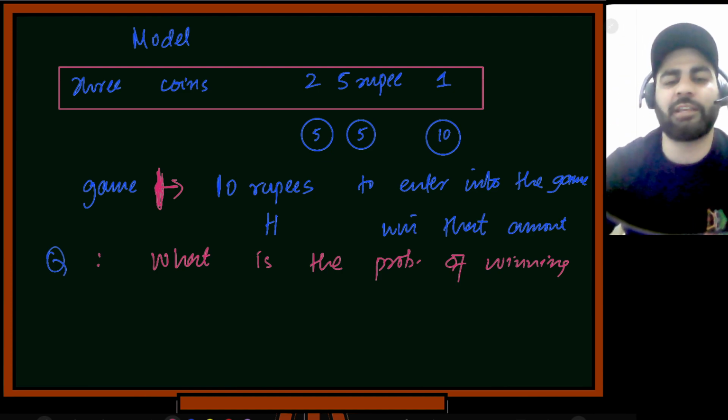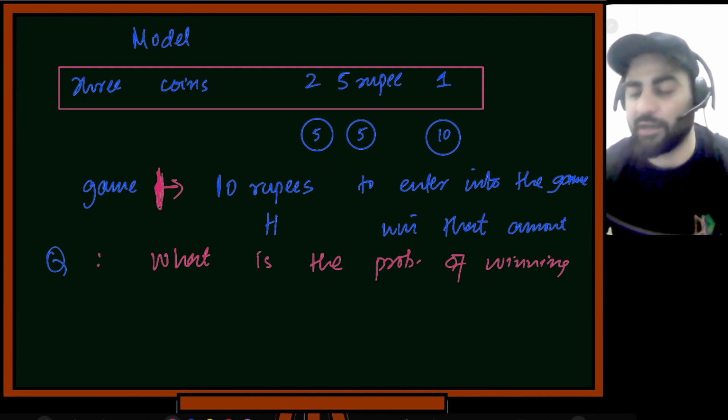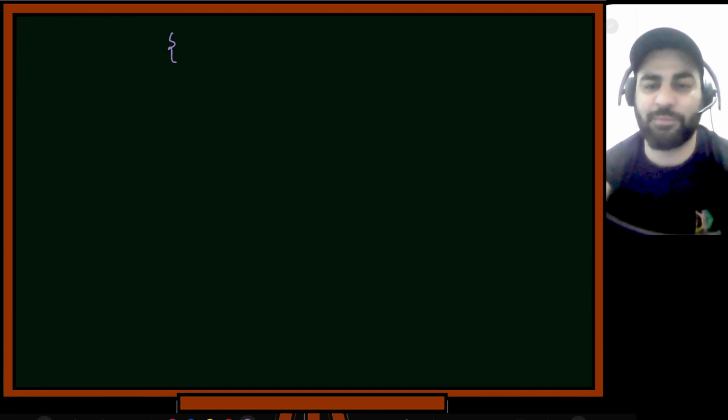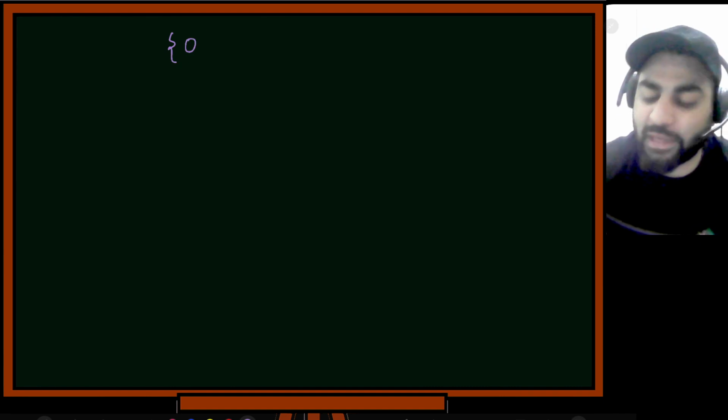Okay, so the first thing is, we'll have to come up with a set of possible outcomes, or what will be the outcome. So we can model it differently. The first model that I'll say is, how much amount can we win? That's the first sample space. We can win 0 amount. How can we win 0 amount?